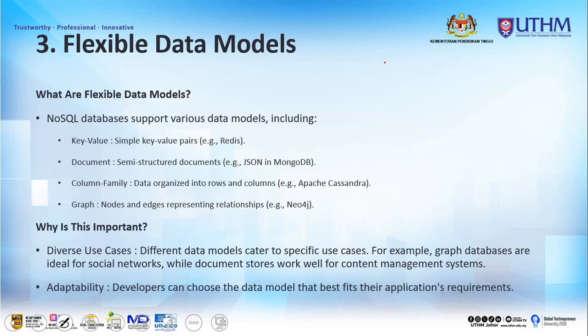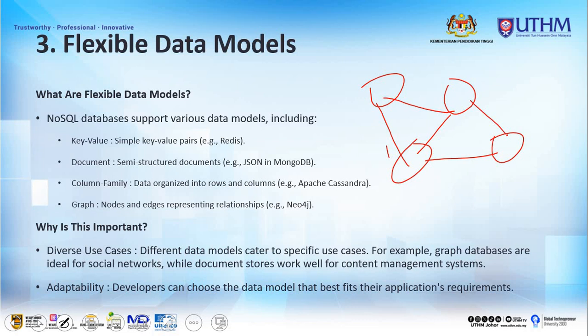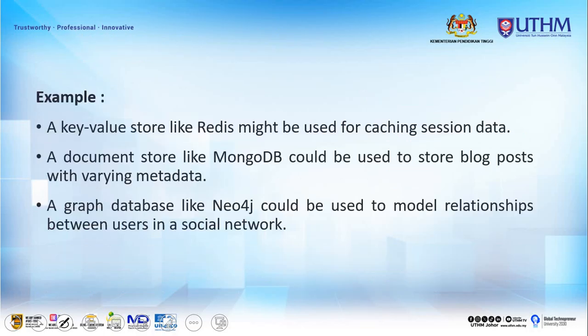For example, graph databases are ideal for social networks because it comes with the networking, right? From here to here, here to here. So we can have multiple networks. So it's like a graph connecting to each other. And adaptability. Developers can choose the data model that best fits their application's requirements. So that is why we call this flexible. So based on their scenarios and requirements, they can adopt these particular data models.